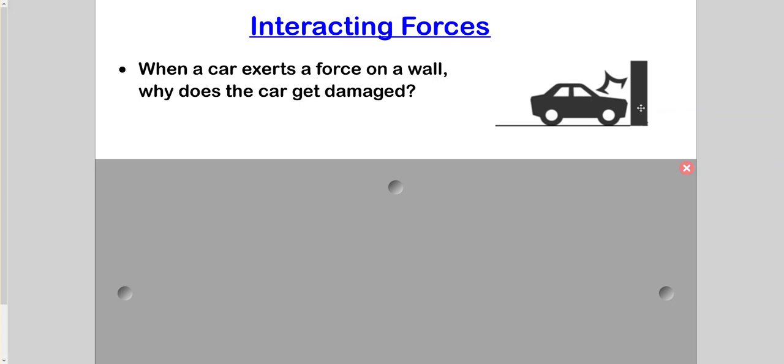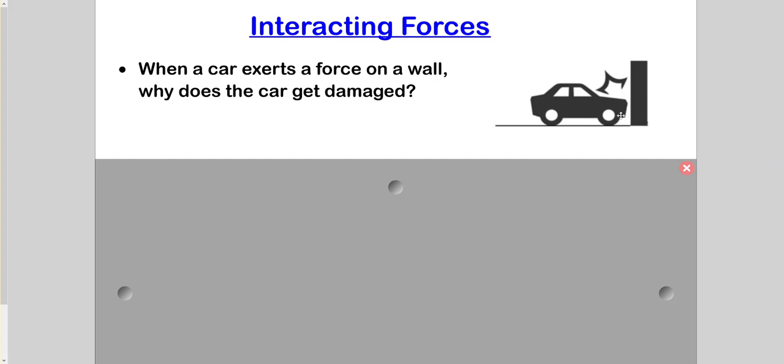The wall must apply a force to the car. So if those forces are equal and opposite, if this car drives in and hits the wall with 1,000 newtons of force, that means the wall applies 1,000 newtons of force in the opposite direction. So the question, when a car exerts a force on a wall, why does the car get damaged? Well, it is because Newton's third law tells us the wall also exerts a force on the car. And because the car has soft parts, squishy parts, not like bricks, it will get damaged.